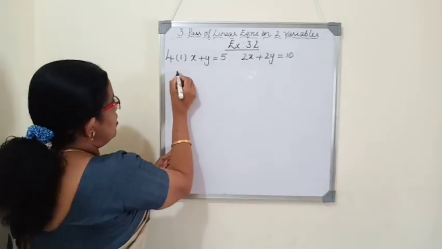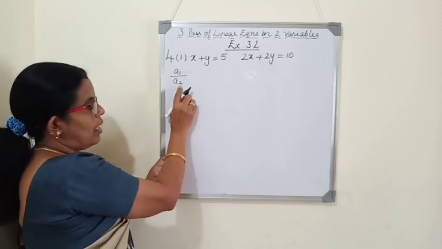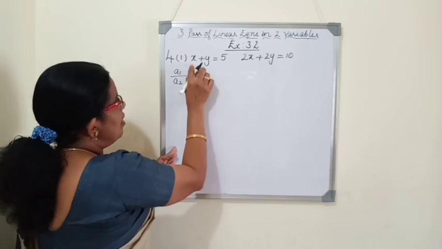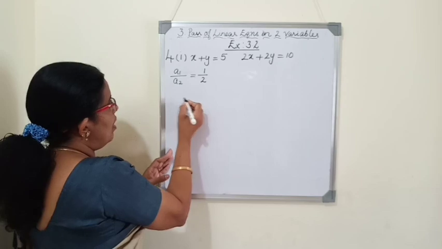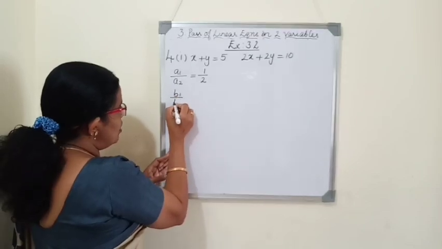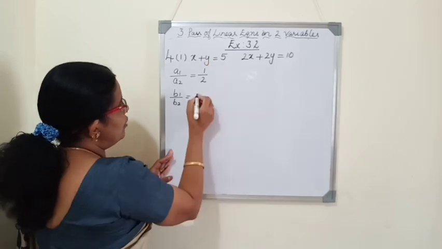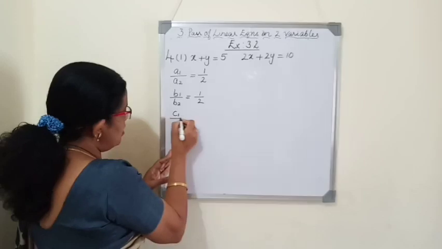So we'll see first a1 by a2. It is a1 by a2, 2 should be written here. Don't write a square. a1 by a2 is equal to, here a1 is 1, here it is 2, 1 by 2. Now b1 by b2. It is not b square, it is b2. Again it is 1 by 2. Now c1 by c2.